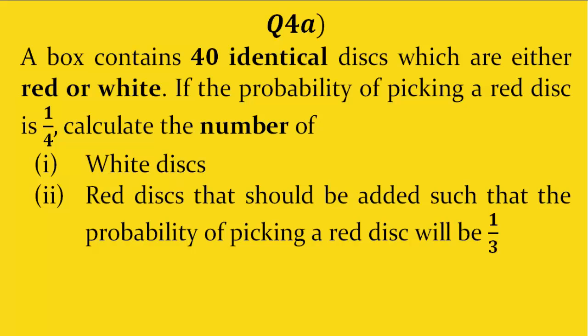Here I have the fourth question, the theory section of the 2012 exam. And it says, a box contains 40 identical discs, which are either red or white. If the probability of picking a red disc is 1/4, calculate the number of white discs, and 2, calculate the number of red discs that should be added such that the probability of picking a red disc will be 1/3.